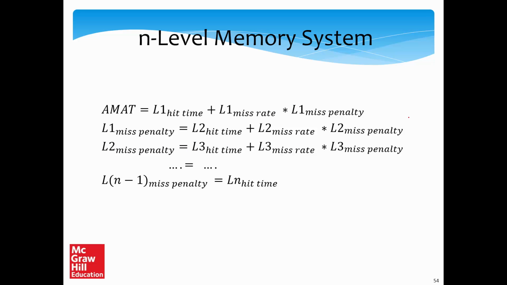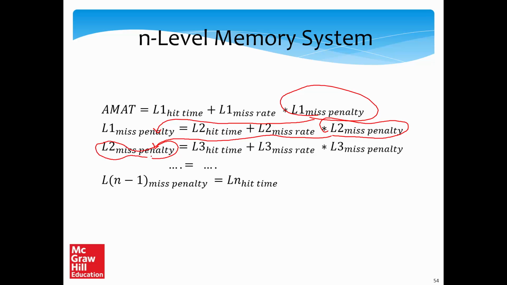So what we can do is further extend this equation. As we had shown in the last slide, the average memory access time is the L1 hit time plus the L1 miss rate times the L1 miss penalty. The L1 miss penalty further is the L2 hit time plus the L2 miss rate times the L2 miss penalty. So every single term is getting defined like this. And furthermore, the L2 miss penalty, if you have an L3 cache, is the L3 hit time plus L3 miss rate times L3 miss penalty.